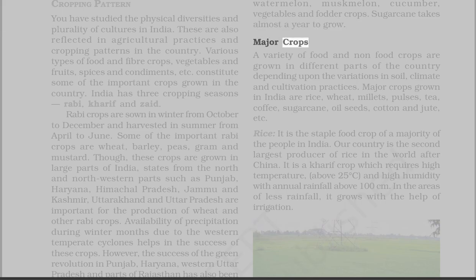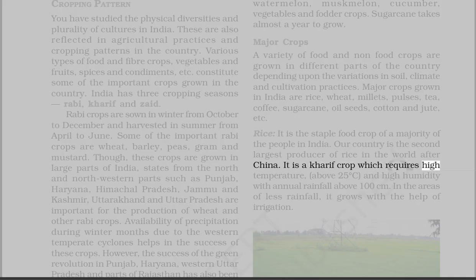Major crops. A variety of food and non-food crops are grown in different parts of the country depending upon the variations in soil, climate, and cultivation practices. Major crops grown in India are rice, wheat, millets, pulses, tea, coffee, sugarcane, oil seeds, cotton and jute, etc. Rice. It is the staple food crop of a majority of the people in India. Our country is the second largest producer of rice in the world after China.